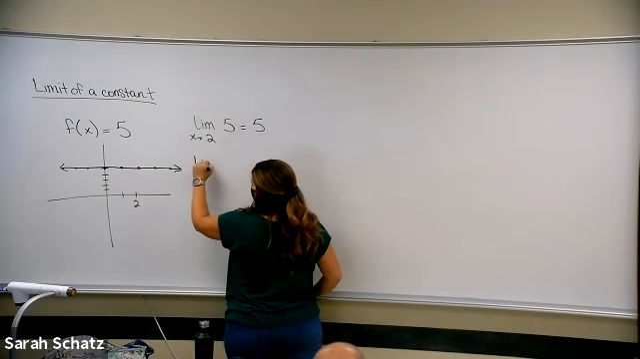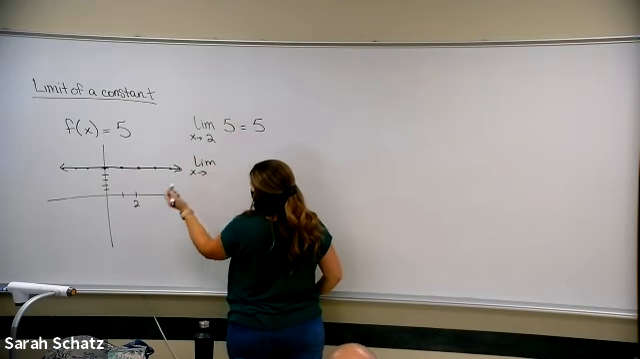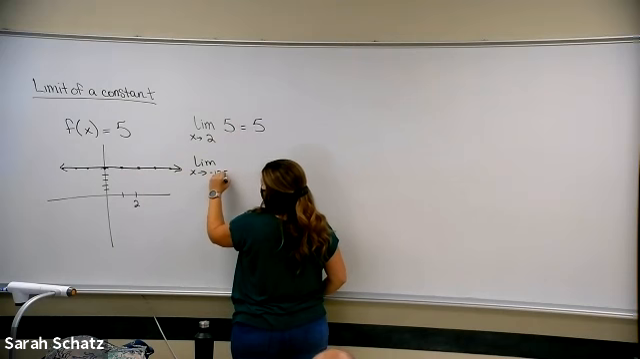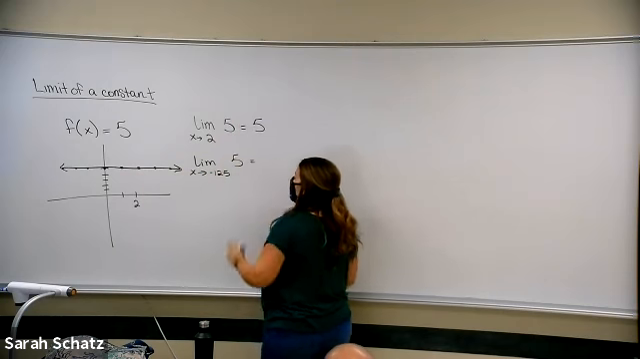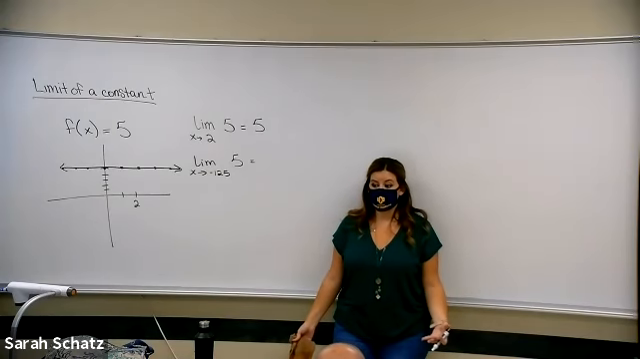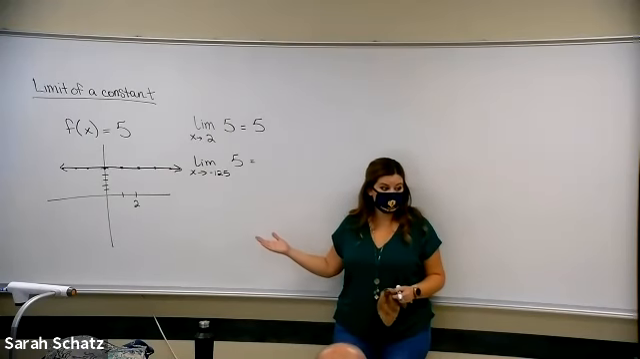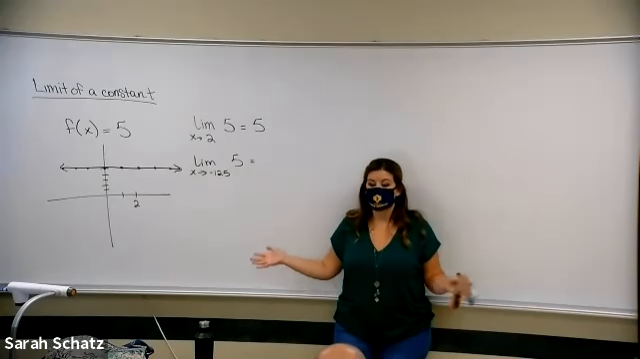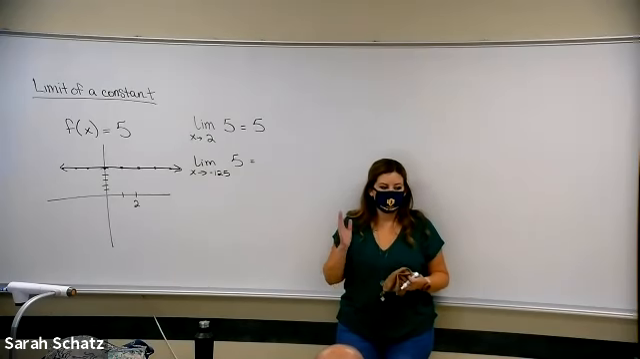Oh, but what if I want you to find the limit as x approaches negative 125? Right, I'm like, oh crap, I can't see it on my graph. Doesn't matter though, right? Because this function's rule says the output is always 5. You can approach whatever you want. The answer is always going to be 5.